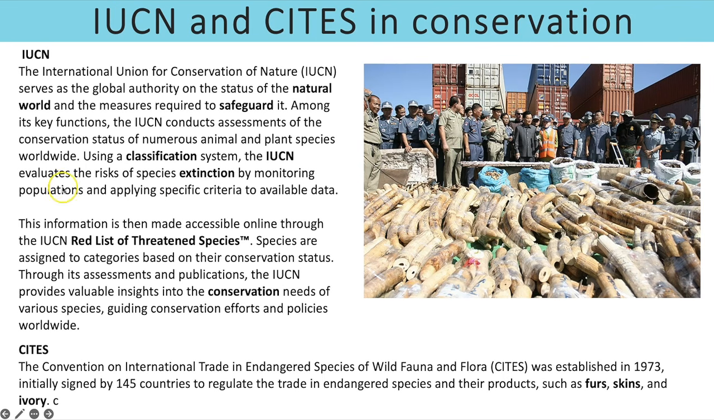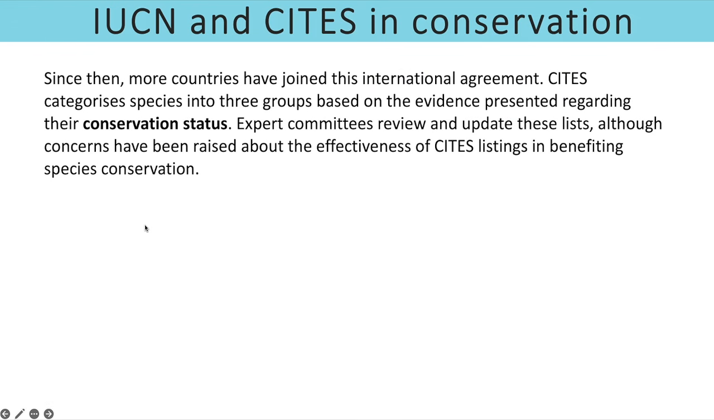Then we've got the Convention on International Trade in Endangered Species of Wild Fauna and Flora, which was established in 1973, and that was initially signed by 145 countries to regulate the trade in endangered species or their products, such as furs, skin, or ivory. So since CITES started, more countries have joined this international agreement, and CITES categorises species into 3 groups based on the evidence presented regarding their conservation status. Expert committees review and update these lists, although concerns have been raised about the effectiveness of this.